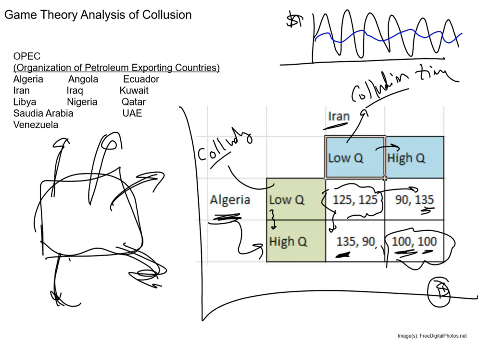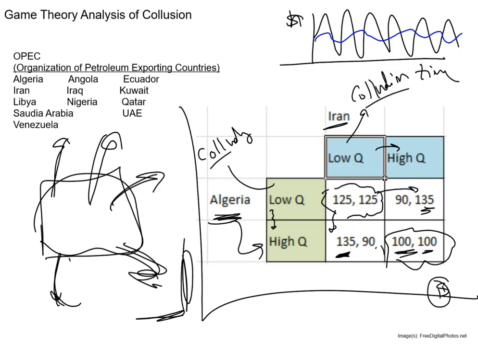And so they have an incentive to cheat on the agreement. And so maybe the collusion in OPEC might not be as strong as it otherwise would be. There's some data to suggest that this happens fairly frequently: these countries get together, they make some production decisions, and then everybody goes home and cheats a little bit on the agreement.